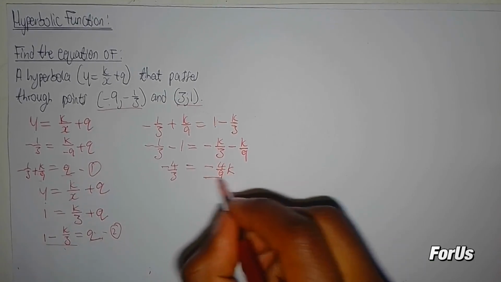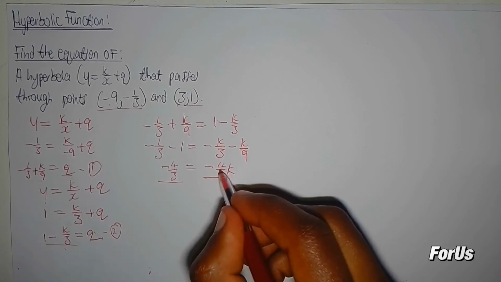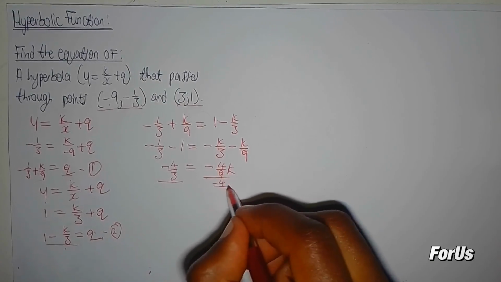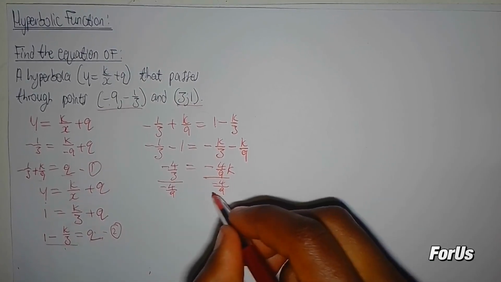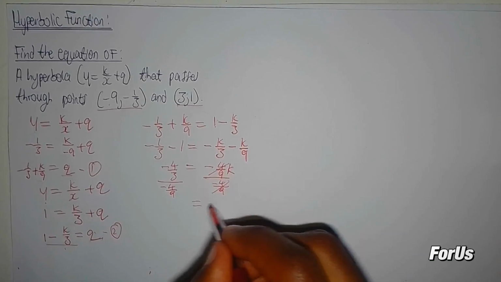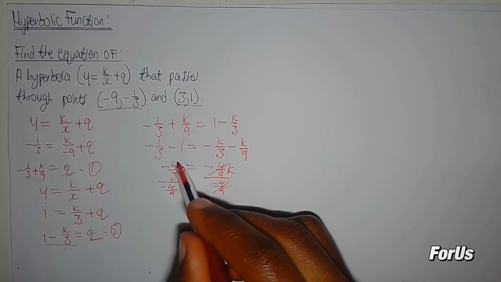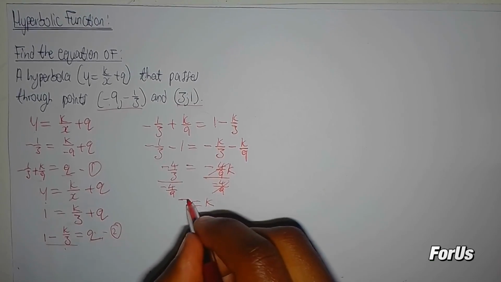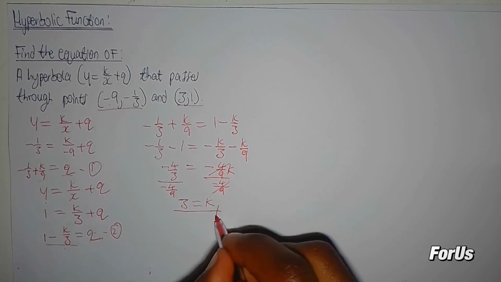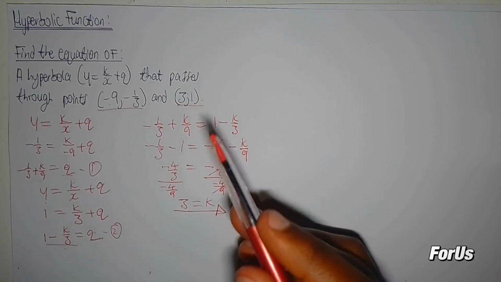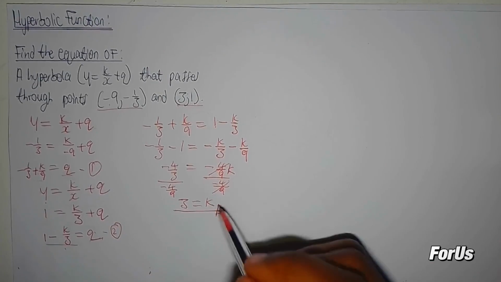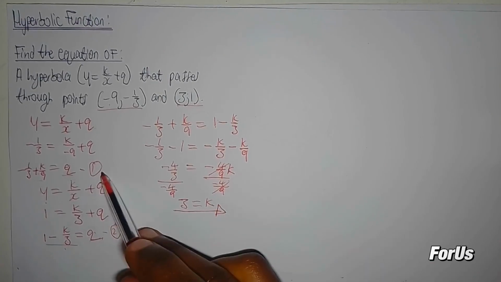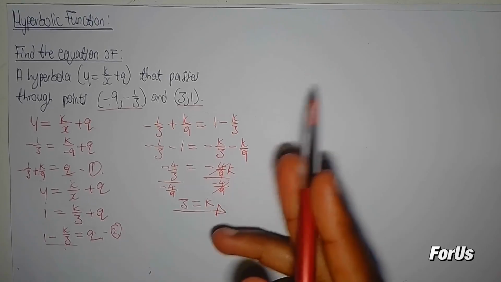Now you're going to divide both sides by -4 over 9. -4 divided by 9, -4 divided by 9, this will cancel this. Then you're going to remain with k here. This divided by this, the answer will be 3. Now we have the value for k. Now we should find the value for q. Since now we have this value of k, you can substitute it in equation number 1 or equation number 2. The answer will be the same.